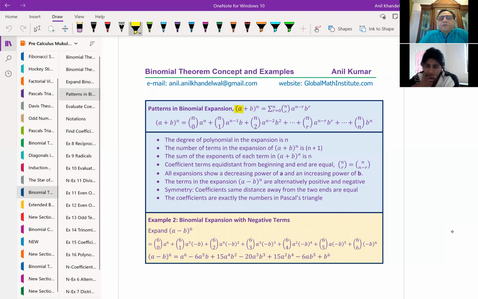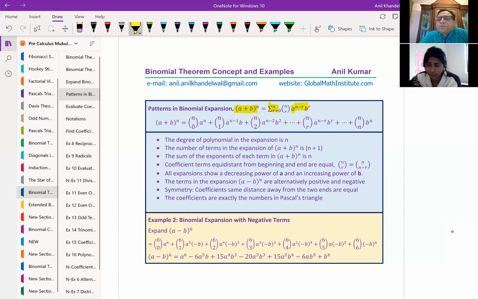So we know a plus b to the power of n in sigma notation is nCr a to the n minus r b to the power of r. This is also called the general term, correct? So that is the general term for any binomial expansion. So when you write in expanded form, it is as shown here.